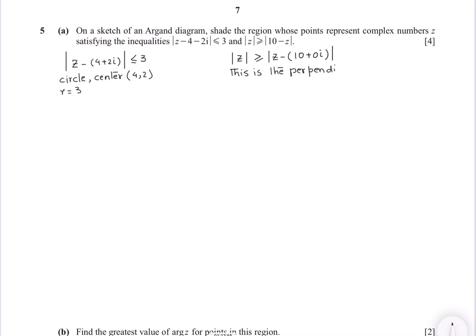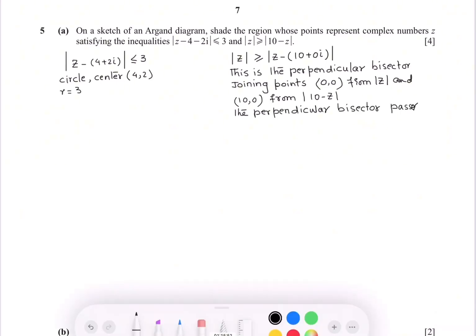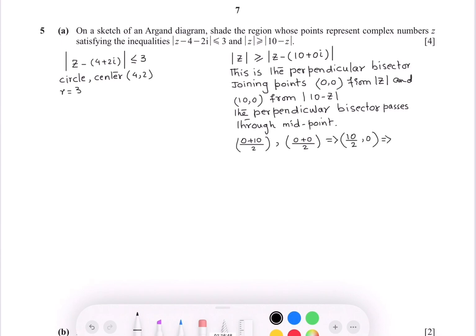So this is the perpendicular bisector, joining the point (0, 0) from |z| and (10, 0) from |10 minus z|. The perpendicular bisector passes through the midpoint, and the midpoint would be (0 plus 10) over 2 and (0 plus 0) over 2, which is (5, 0). So now make a sketch.